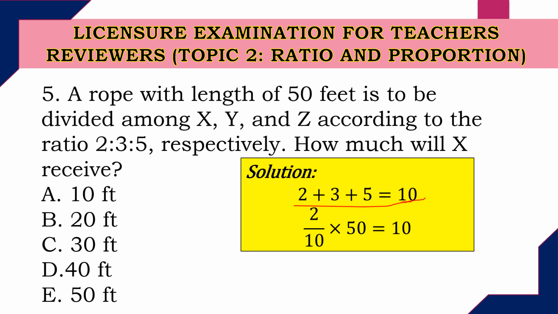So meaning 10 yung ating magiging denominator sa hatian. So 2/10 or that is 1/5 of 50, yun yung matatanggap ni X. Also, 3/10 of 50, yun naman yung matatanggap ni Y. And 5/10 or that is 1/2 of 50, yun naman ang matatanggap ni Z. Pero ang concern lang natin ay si X. So, we will use 2/10 or 1/5 times 50, that is equal to 10. And that is letter A.